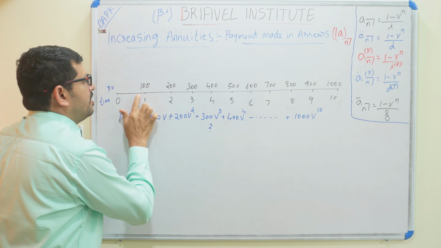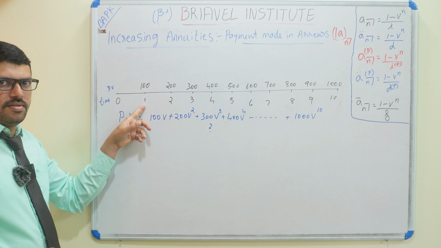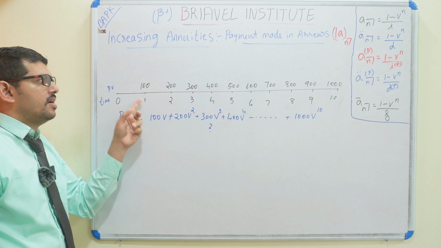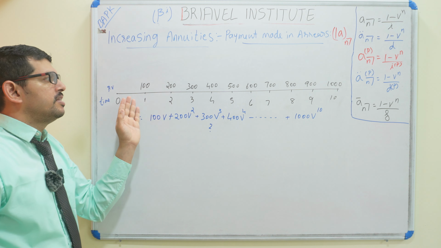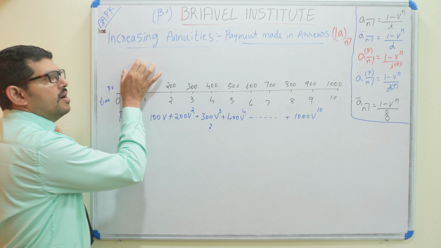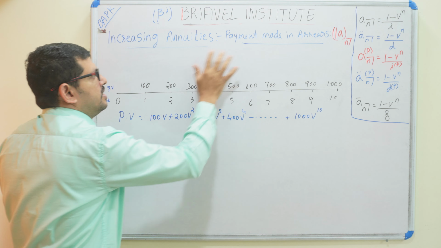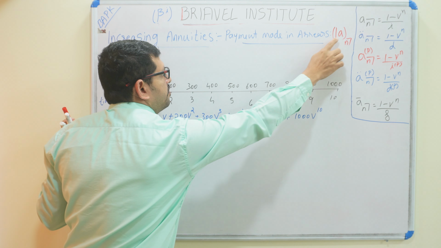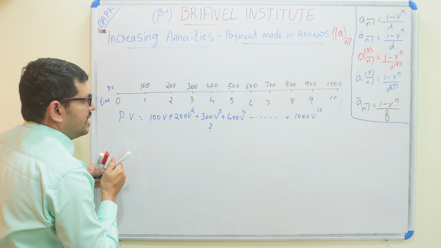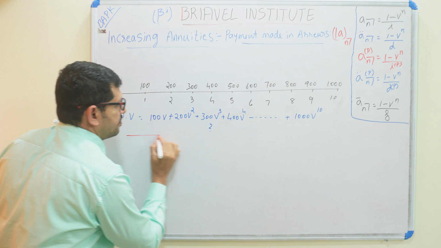Here it is a payment made in arrears. What is the meaning of payment made in arrears? Payment is at the end of the period. Here the period is 1 year, so payment is made only after 1 year, at the end of the period. Sometimes the period is a month, which means the end of the month. That is why it is called payment made in arrears. It is represented by IA_n. Instead of 100, we will take 1 unit.